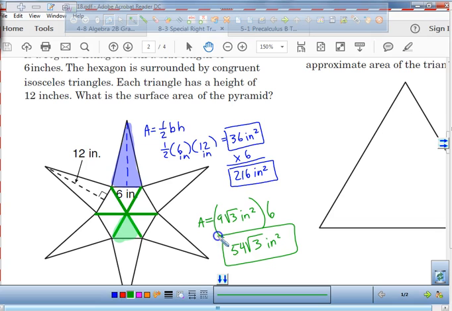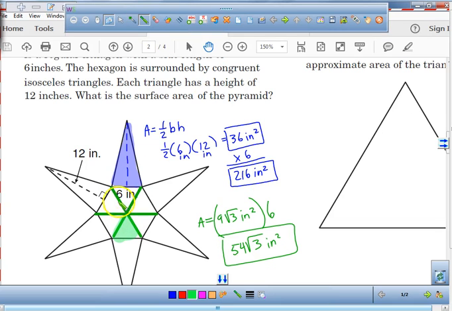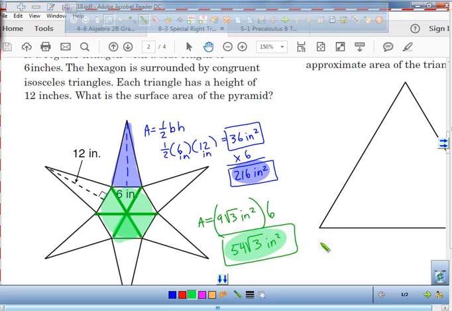So what am I going to have to do now that I found the area of not just one of the triangles, but the area of all of them? I have to take this number and add it to this number for my final answer. It says, what is the surface area of the pyramid? We add those two together.